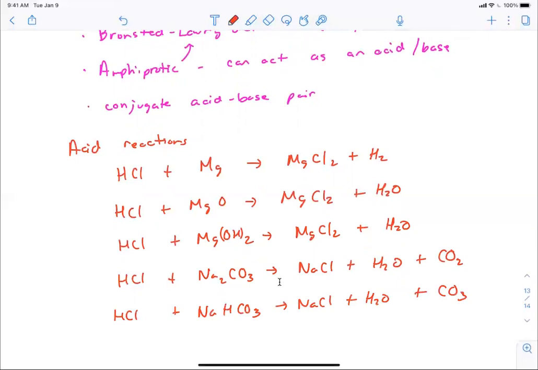So knowing these reactions will A, help you be able to predict products, and B, helps you differentiate between acids, because whenever you're trying to differentiate between a strong and weak acid, the rate at which the reaction occurs with these species is one way to help you identify those ideas.